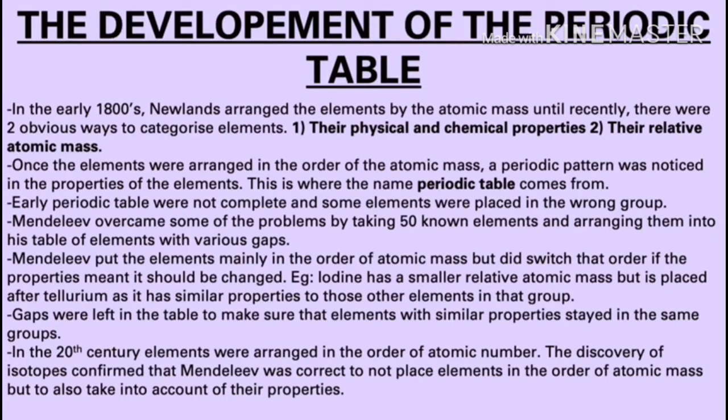As isotopes of the same element have different atomic mass but have the same chemical properties, they occupy the same position on the periodic table. Students should be able to describe these steps in the development of the periodic table.